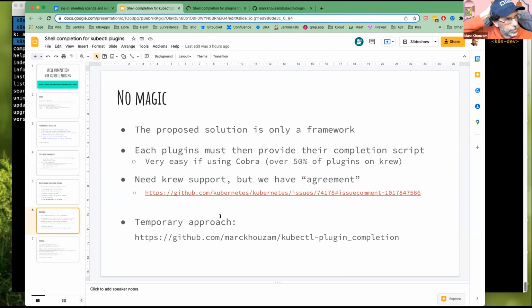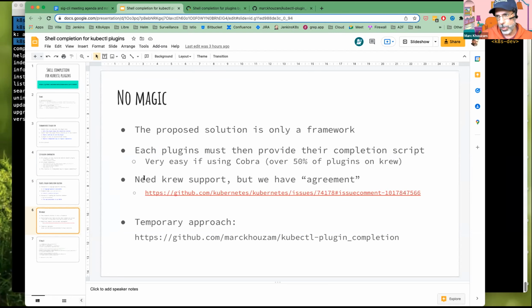Finally, this whole thing is not magic, right? It's just a framework. You still need each plugin to provide that executable, that script, to say what the completions are. The good news is Cobra supports that out of the box. And I checked, and more than half the plugins on Krew use Cobra, which is a nice surprise. So it could be quite easy.